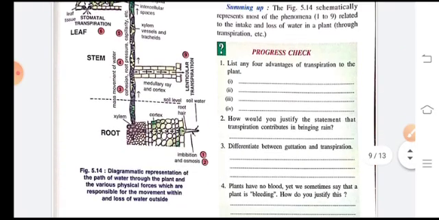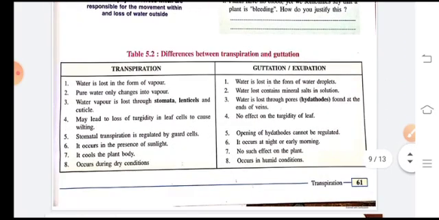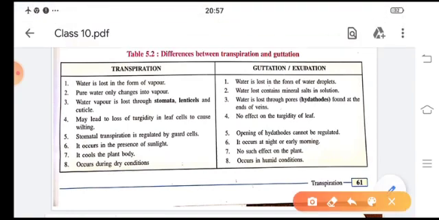So this is all for the transpiration process, children. Here is the difference between transpiration and guttation. In the transpiration process, water is lost in the form of water vapor, whereas in guttation, water is lost in the form of water droplets. In transpiration, pure water only changes into vapor form, whereas the water which is lost in guttation also contains mineral salts in solution.